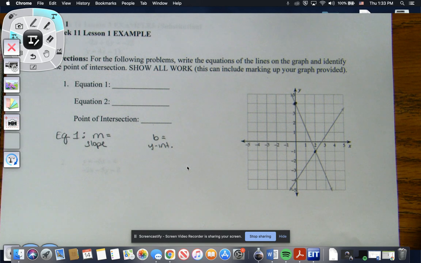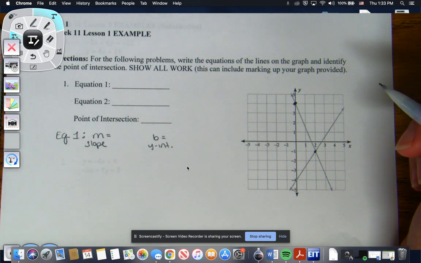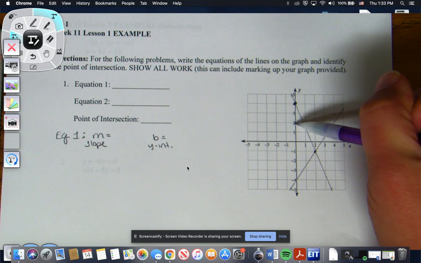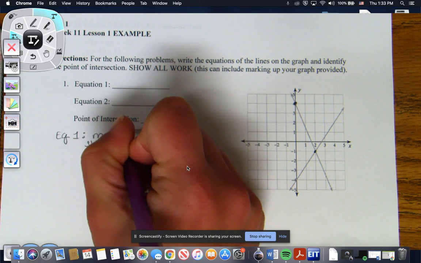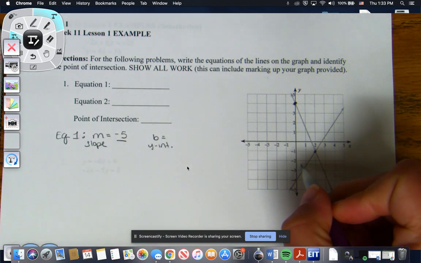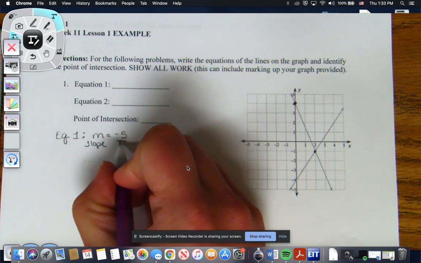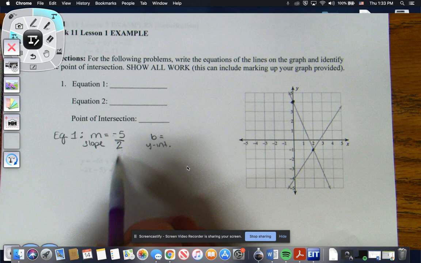So let's figure out what that slope is. So remember, slope is rise over run. So I want to know the vertical distance and then the horizontal distance. So I want to know how much I have to go down to get to the next point. So if I count 1, 2, 3, 4, 5, I went down 5. And from there, I have to go over 2. So my slope is down 5, right 2. I have a slope of -5 over 2.